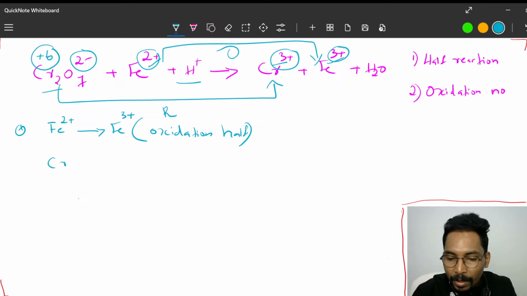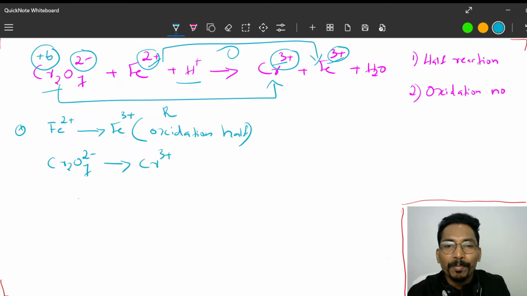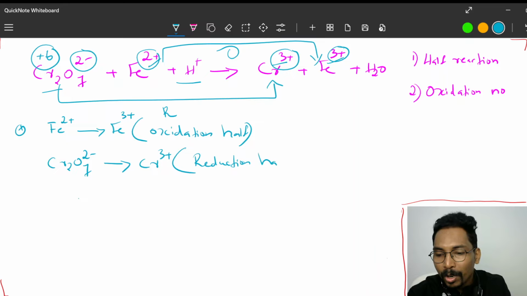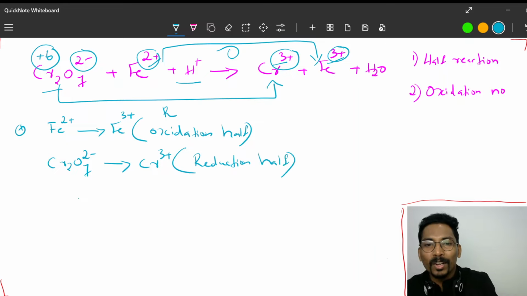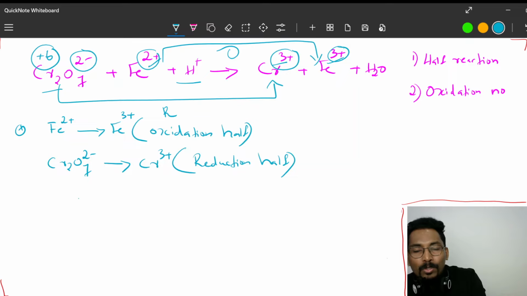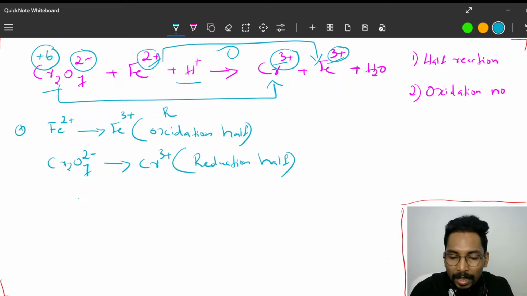Reduction is Cr2O7 2- gives Cr3+, and that is the reduction half. Reduction half. Clear? All of you clear? Okay. So we finished the very important basic first step. I think that's clear. Coming to the second step.